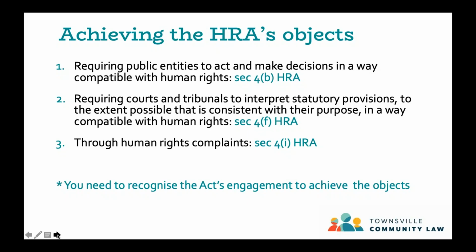There are three principal ways that we will achieve the Human Rights Act's objects. I've listed them there, and they are straight from the Act, and that is requiring public entities to act and make decisions that are compatible with human rights, but also ensuring that courts and tribunals interpret the law in a way that is consistent with human rights.